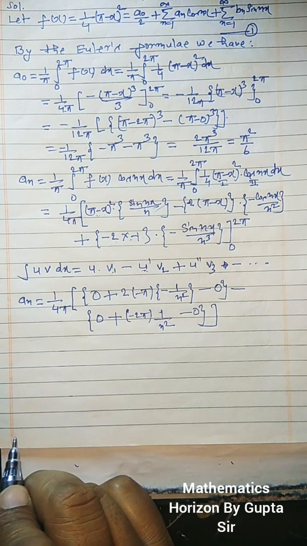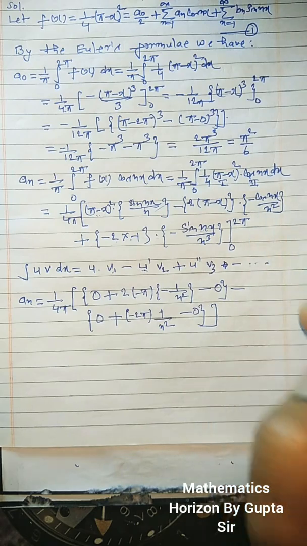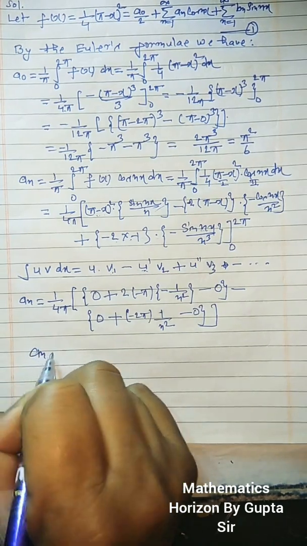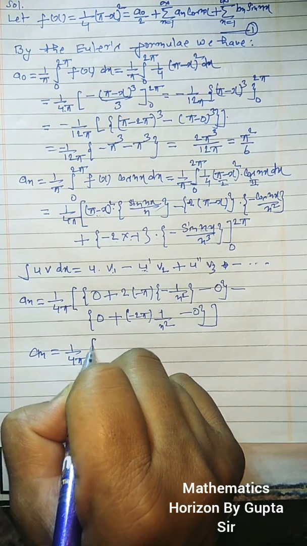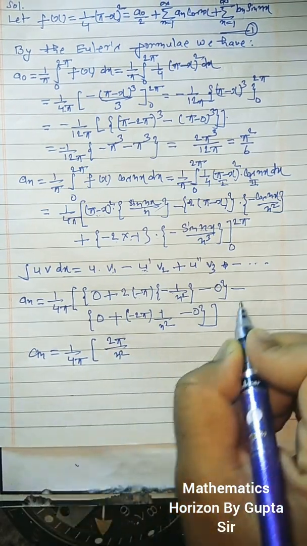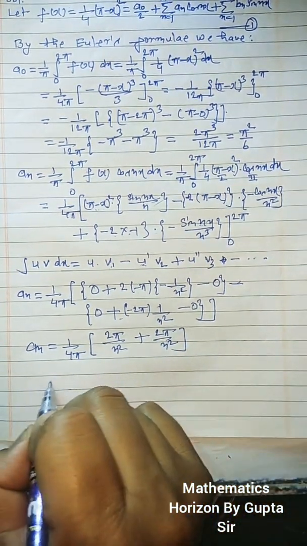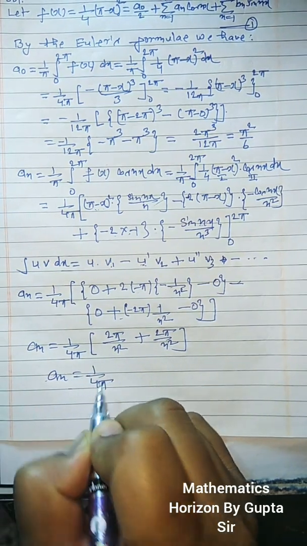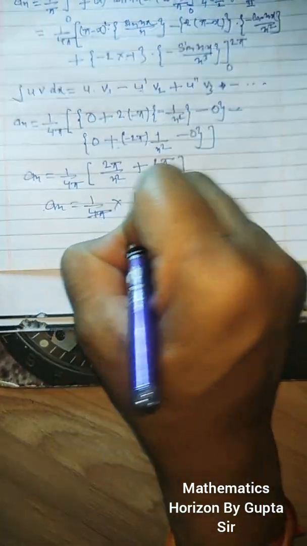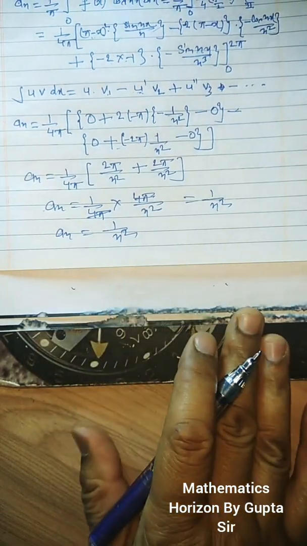What we have here? On solving this, a_n equals 1 upon 4 pi. This is minus minus plus, this is 2 pi upon n square. This minus and this minus plus 2 pi upon n square. That is a_n equals 1 upon 4 pi into 4 pi upon n square. These two are cancelled out. That is 1 upon n square, means a_n is equal to 1 upon n square. Okay.